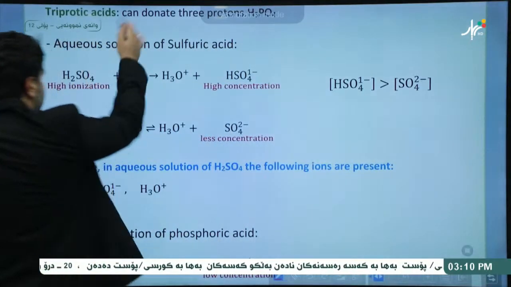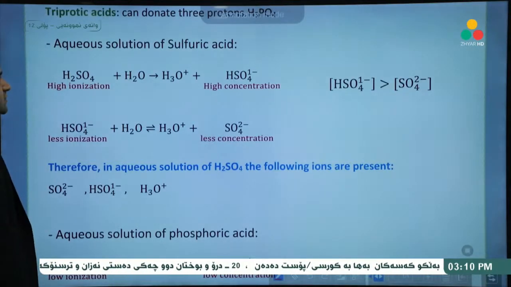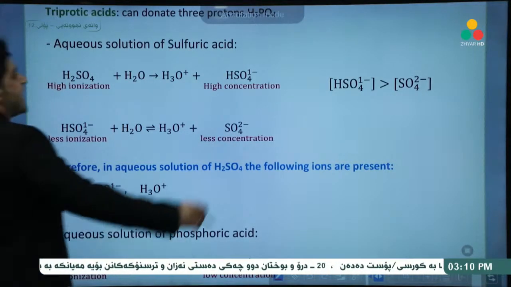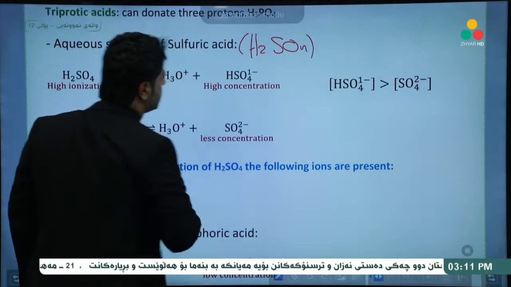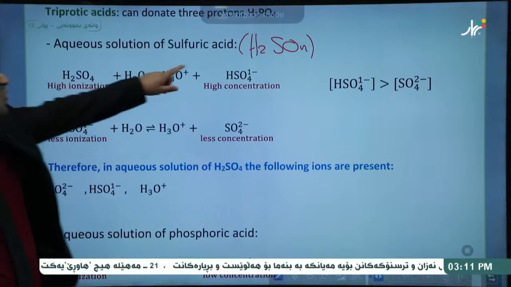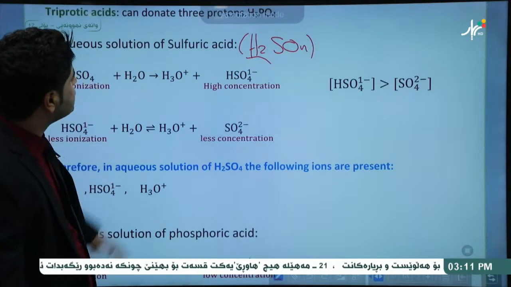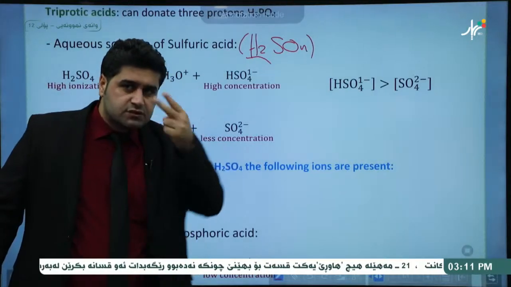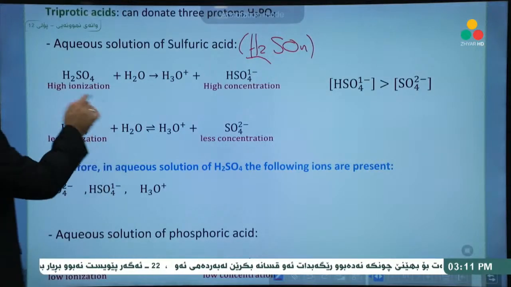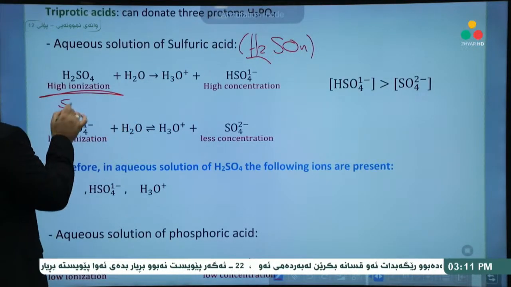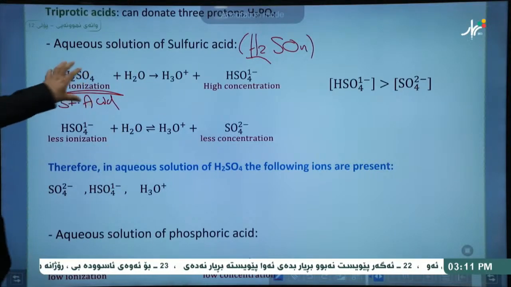Good. Triprotic acids, I told you, can donate 3 protons per molecule of the acid. So, the aqueous solution of sulfuric acid, H2SO4. It has more than a single proton. It's diprotic, it's polyprotic. So the ionization reaction includes two steps. Why? Because we have two protons, two hydrogen atoms. Okay, the first step. H2SO4, we know it's a strong acid. So it's a highly ionizable compound.